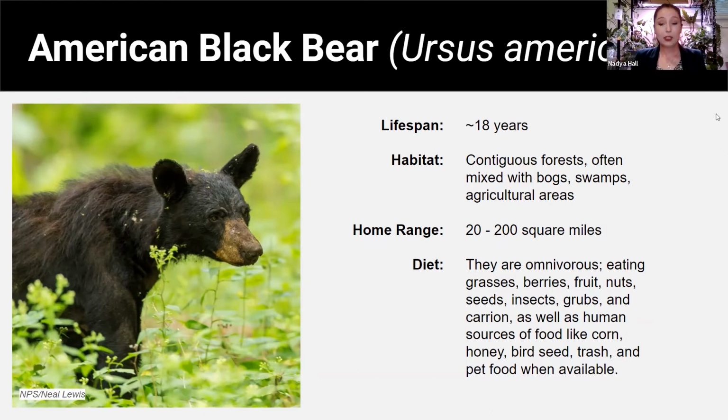Similarly, you might think that the smaller home ranges would be in more urbanized areas, but that's not always the case. Sometimes they have to go even further in urbanized areas in order to locate the resources that they need. And what are those resources? Well, bears are omnivorous. They eat the grasses, berries, fruits, nuts, roots, and shoots, the insects and the grubs, any dead animals that they might find, as well as helping themselves to human sources of food, like corn, the things in your garden, honey, birdseed is a big one, and of course the trash that you might leave out.